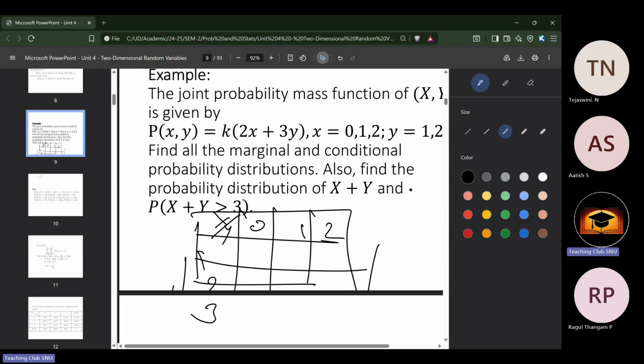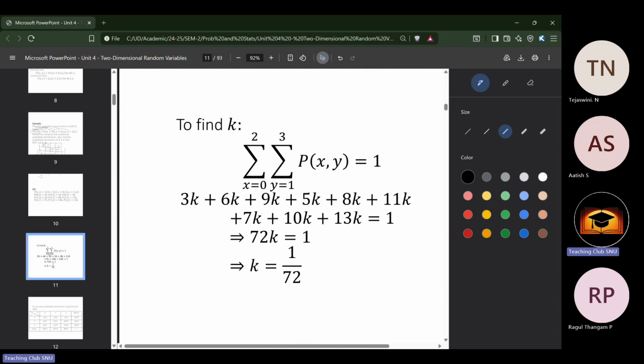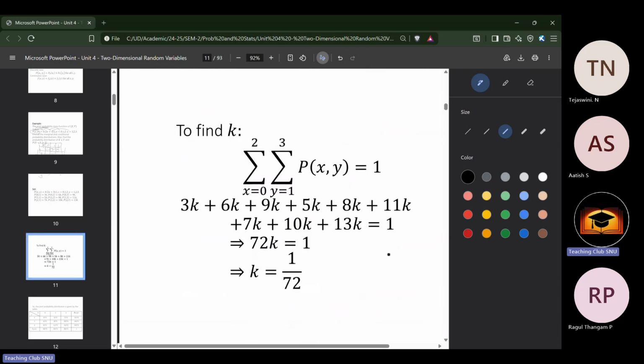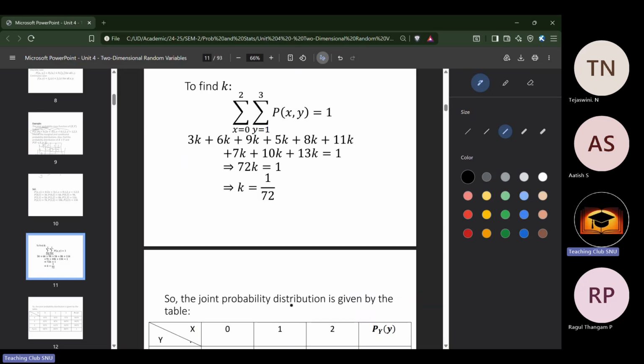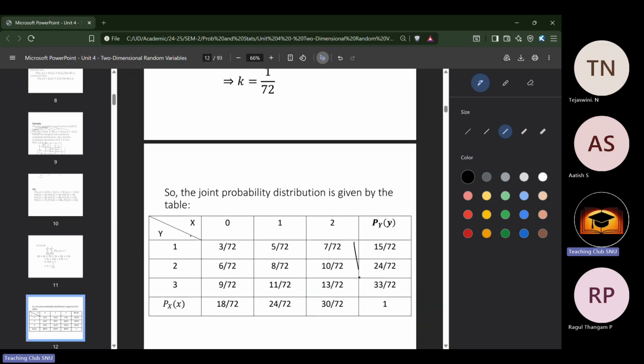Yes. Now they have told p of x comma y, that is joint probability mass function, is given by k into 2x plus 3y. Substitute the value of x, substitute the value of y. That will give you something in terms of k. Add everything up. That will give you the value of k, because adding all the probabilities will give you 1. So you got the value of k beautifully, right? Forget these two columns. This is just a joint probability, right?